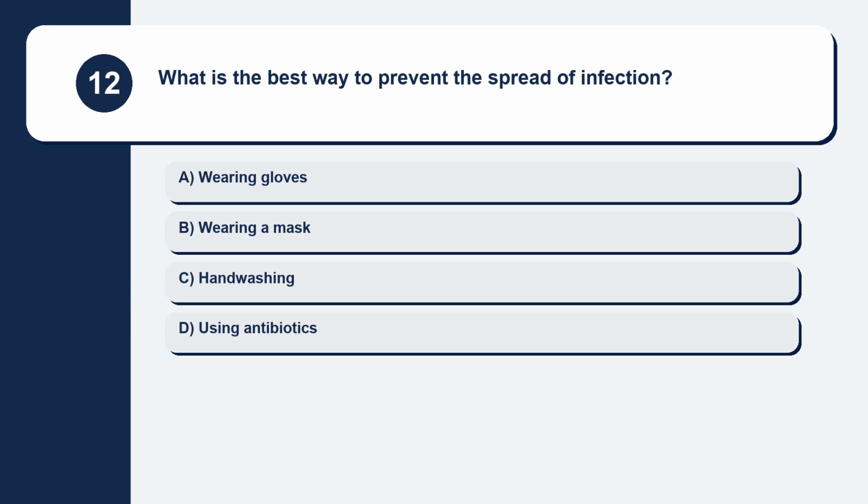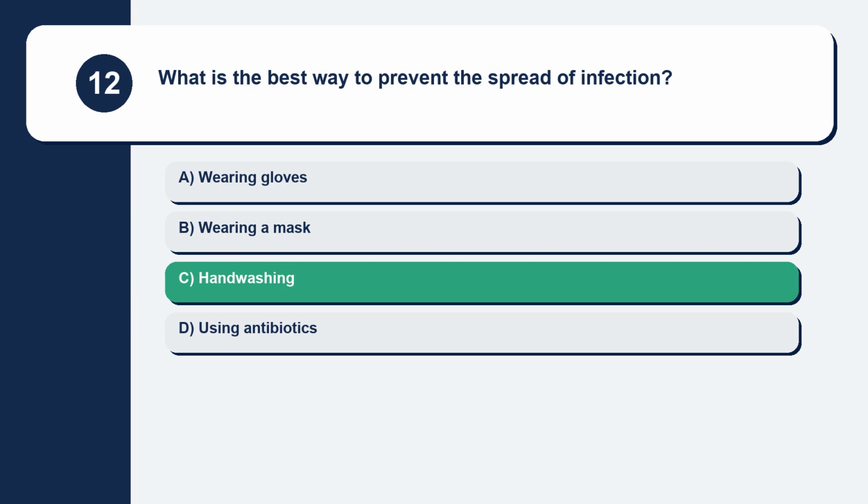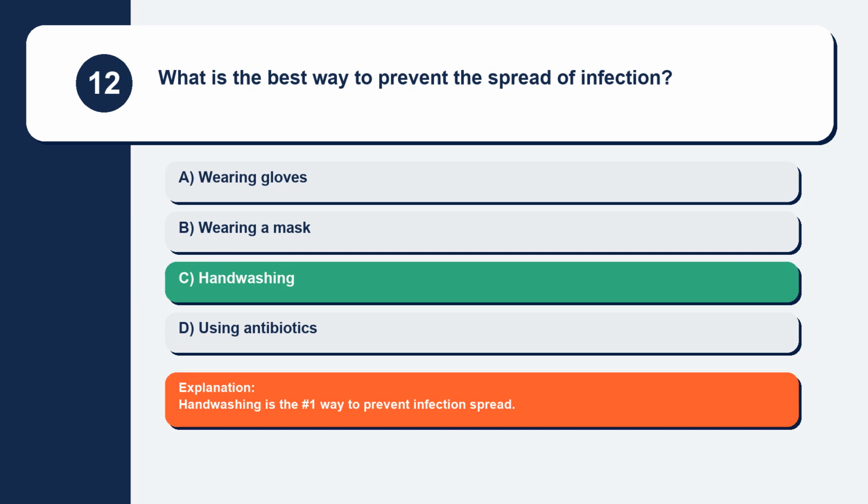Question 12. What is the best way to prevent the spread of infection? Wearing gloves, wearing a mask, hand washing, using antibiotics. Hand washing is the number one way to prevent infection spread.